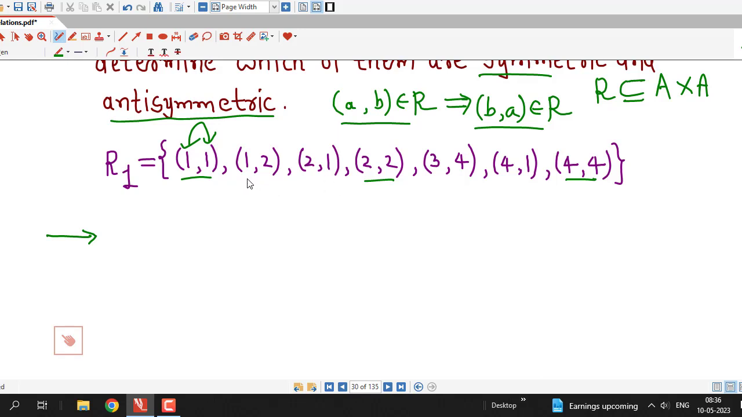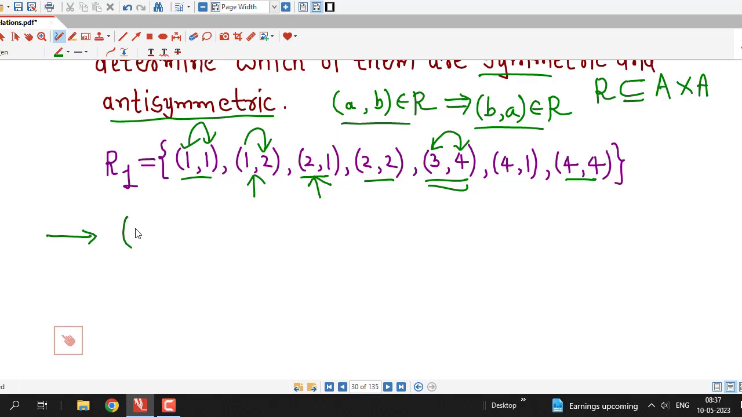Now I start with this element: (1, 2) belongs to R1, and if I reverse the order, (2, 1) is also present in R1, and same thing here. If I change the order of (2, 1), then I will get (1, 2), and that is also present. What about this (3, 4)? If we change the order here, we will have (4, 3), but that is not present in R1.